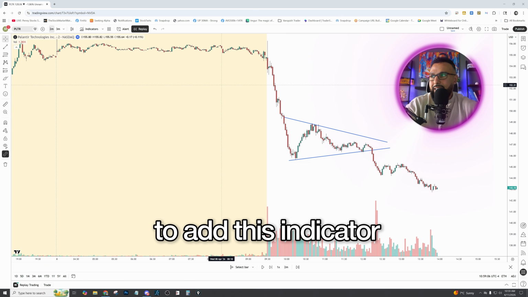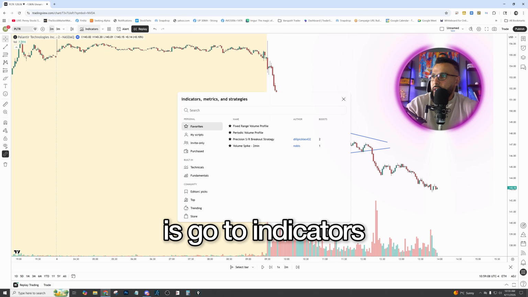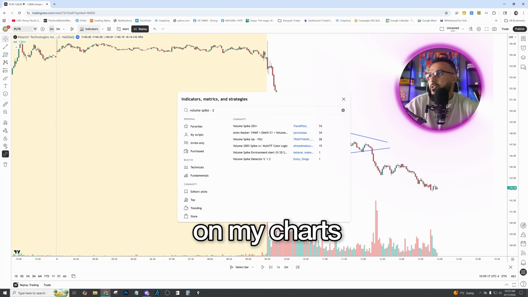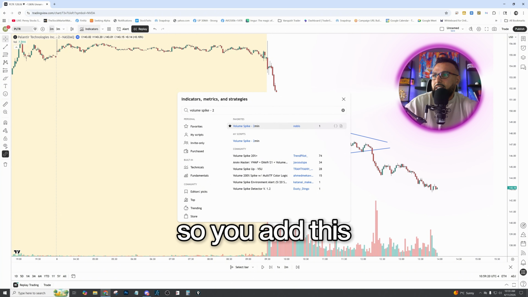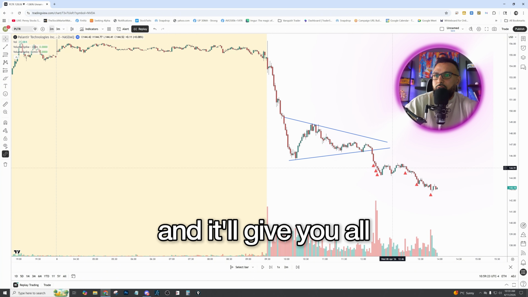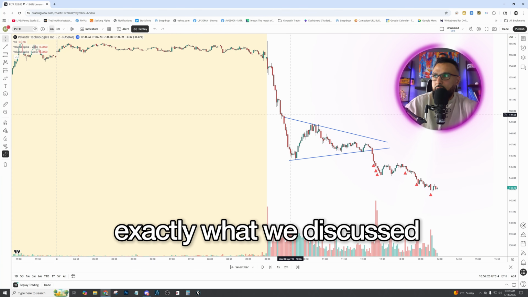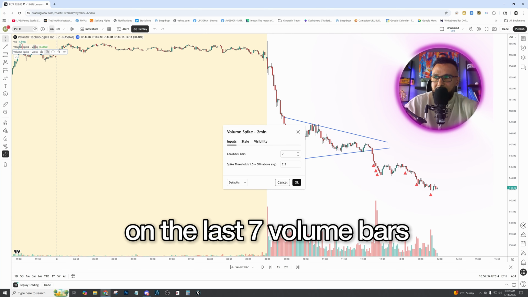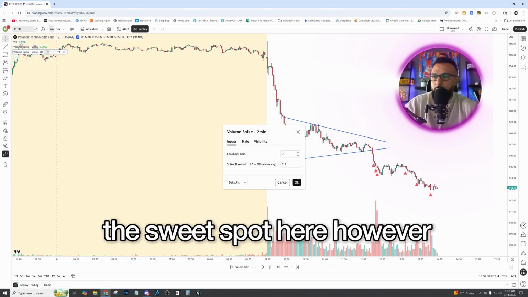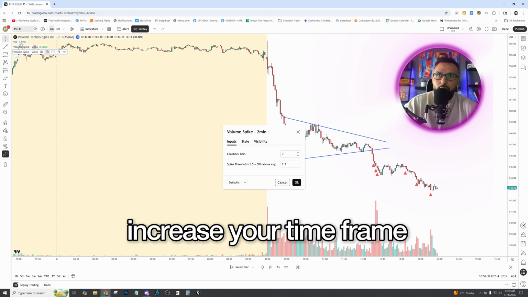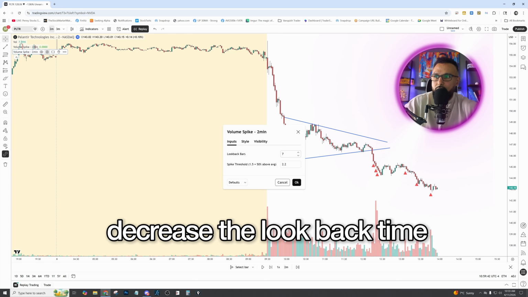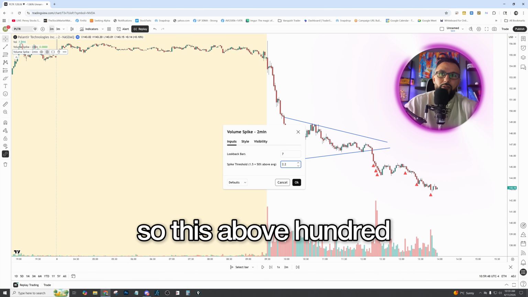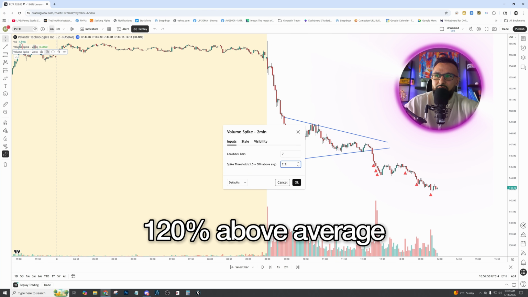Now, all you need to do to add this indicator to your chart is go to indicators and search for volume spike dash 2 minute. So I already have it on my charts, but it's right here, okay? So you add this to your charts and it'll go ahead and give you exactly what we discussed. You can also go in and adjust the look back. So it's based on the last 7 volume bars, and I think that's the sweet spot here. However, if you're going to increase your time frame, you should probably decrease the look back time. And the threshold here, I have it set to 2.2. Okay, so this above 100, 120% above average is really what I'm looking for.